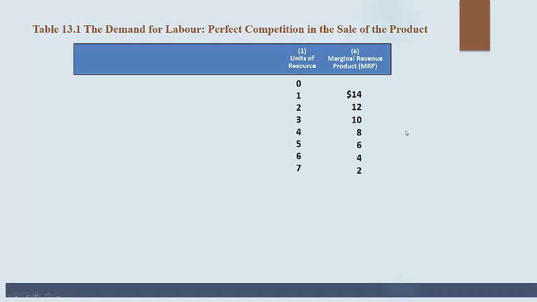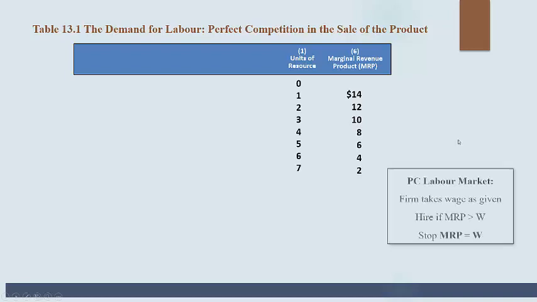And so we know the firm would want to hire as long as the marginal benefit from hiring exceeds the marginal cost. Well, what's the marginal benefit of hiring? Well, it's the marginal revenue product. What's the marginal cost of hiring a worker? Well, it's the fixed wage rate. So a firm would want to keep hiring as long as the marginal revenue product is greater than the wage.